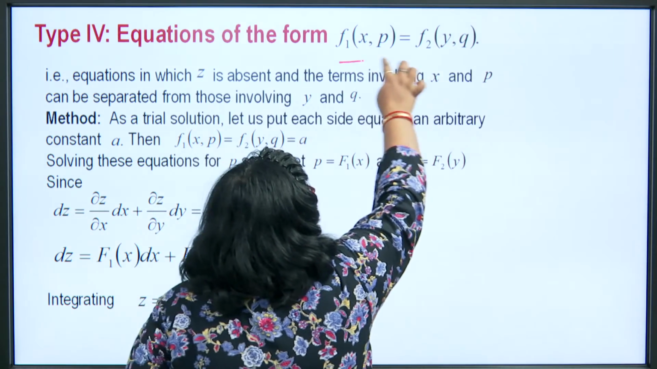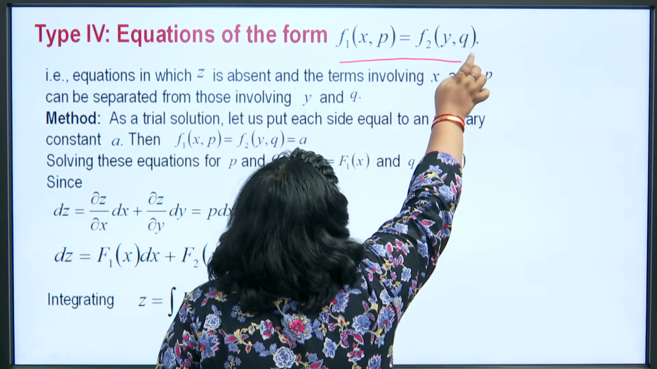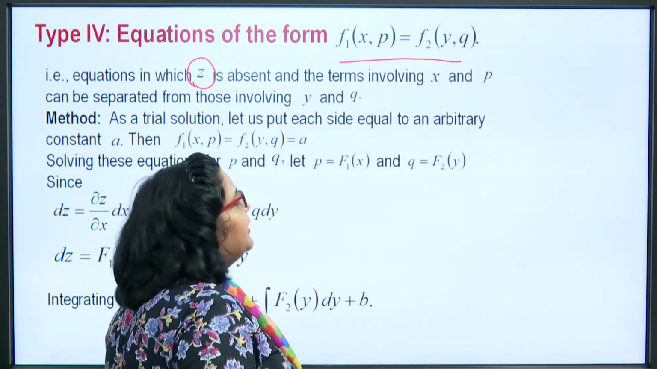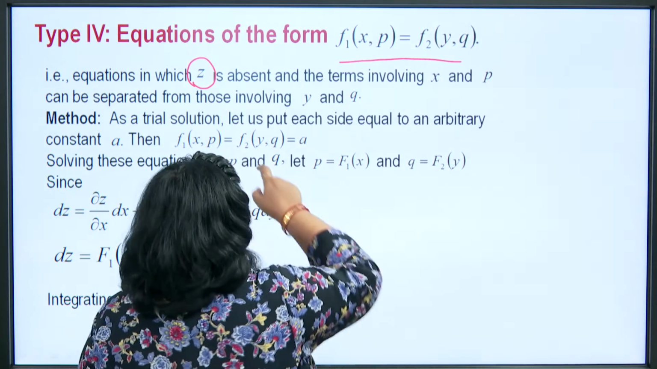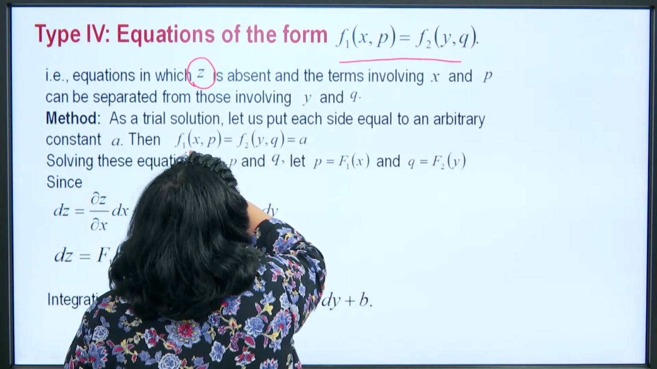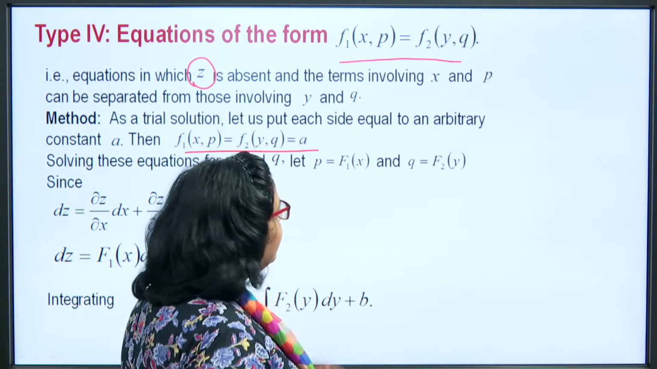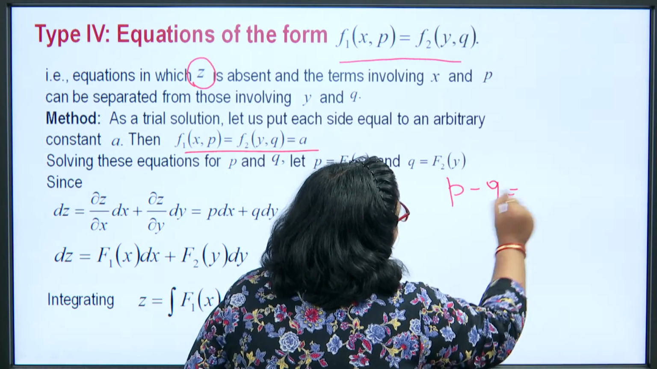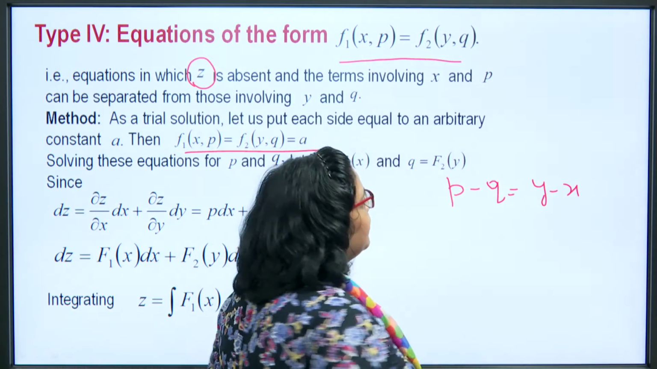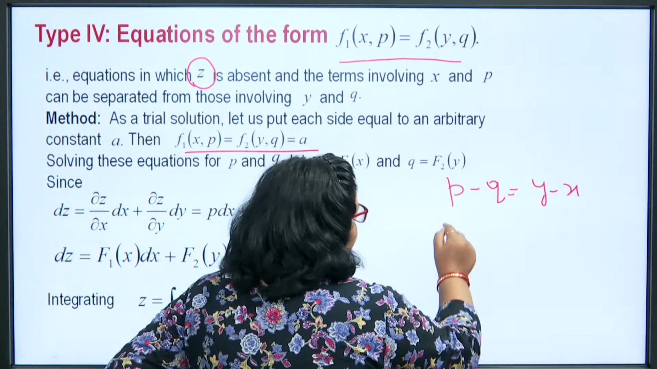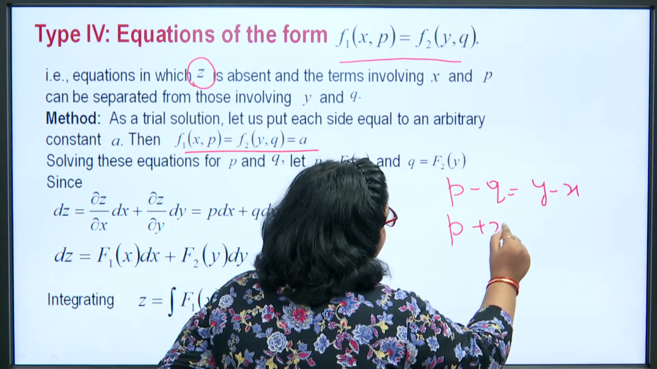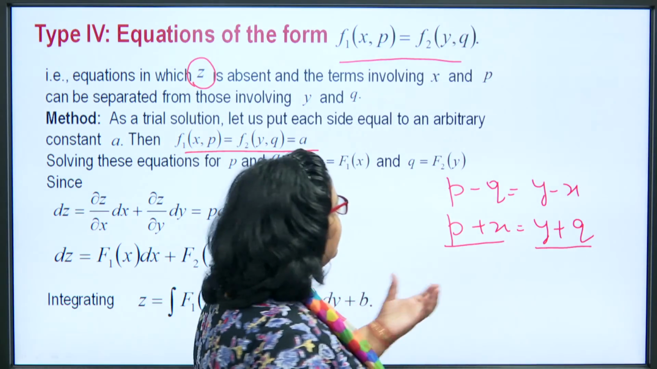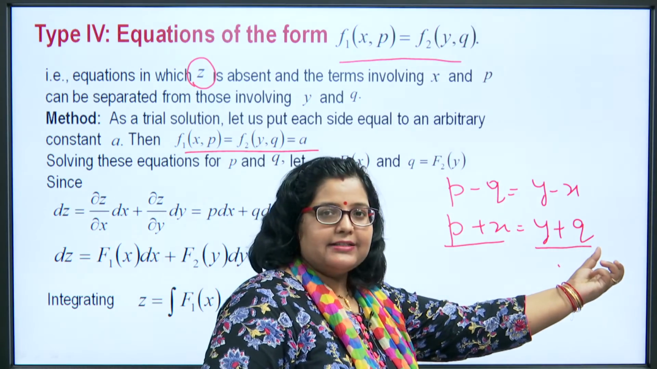The equation is in the form of f1(x, p) = f2(y, q), and always remember type fourth does not contain z; z is always absent. To solve such a question, we assume, firstly, that we have an equation like p minus q is equal to y minus x. This equation contains p, q and y minus x, and we can write it like this: p plus x and y plus q. We can write them separately, p plus x on one side and y plus q on the other side.